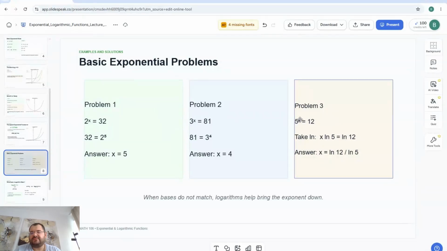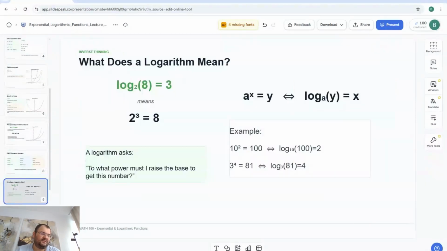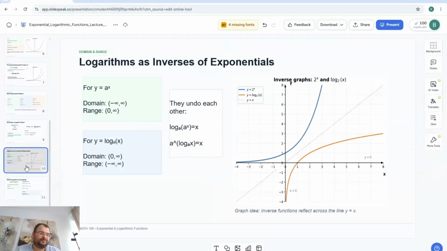Ln 5 to the x, you can bring that x to the front of the logarithm, which we will learn in a couple of minutes, and you will end up with x ln 5 equals ln 12. And when you divide both sides by ln 5, you will end up with ln 12 over ln 5 being x.